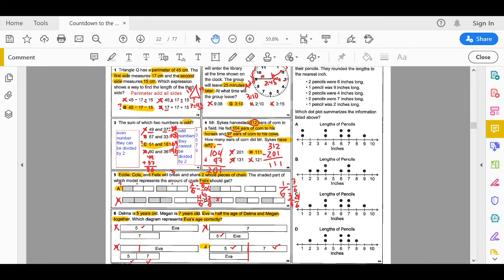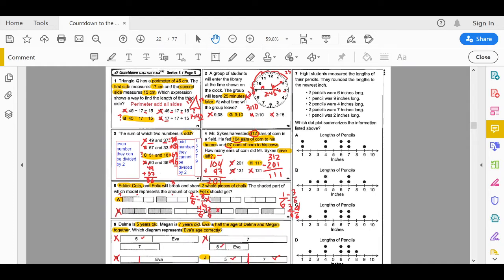Okay. 8 students measured the lengths of their pencils. They rounded the lengths to the nearest inch. 2 pencils were 6 inches long. 1 pencil was 9 inches long. 2 pencils were 4 inches long. Another 2 pencils were 7 inches long, and 1 more pencil was only 2 inches long. Which dot plot summarizes the information listed above?